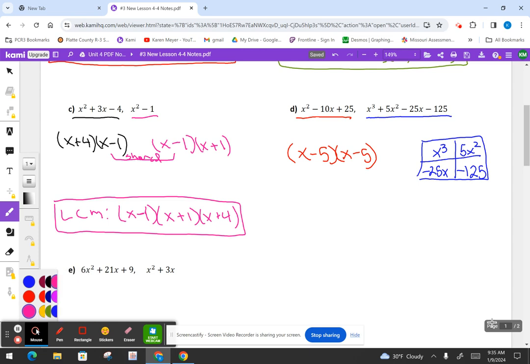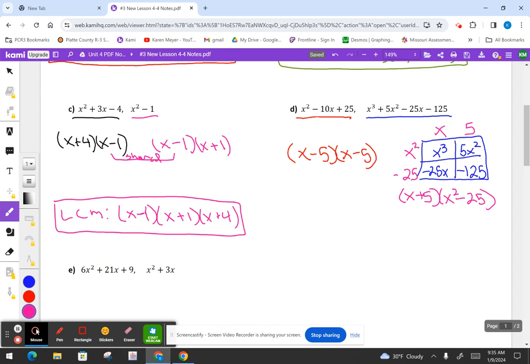Okay, then I like to look up and down. And the only thing they have in common up and down is an x. Then switch over to multiplication. So that would be x squared. That would be 5 on the top. And that would be negative 25 on the side. So x plus 5 and x squared minus 25.